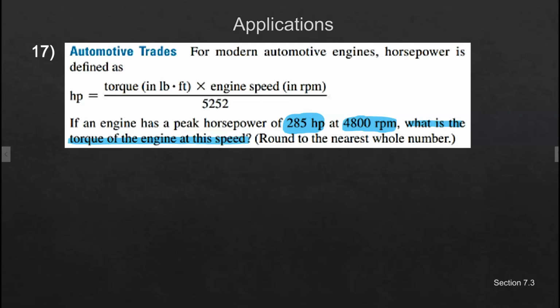So we're looking for the torque this time, which makes it a little bit tricky, but not too bad. All right, so horsepower, 285, goes in for HP. We're looking for the torque, and I'm going to call that T. We multiply that times the engine speed, which was 4,800. And then the number 5,252 is what we're dividing by, and that's just given in the formula. So to solve this, we have to get rid of our denominator, and we can do that by multiplying both sides. The opposite of division is multiplication, so we multiply by that on both sides.